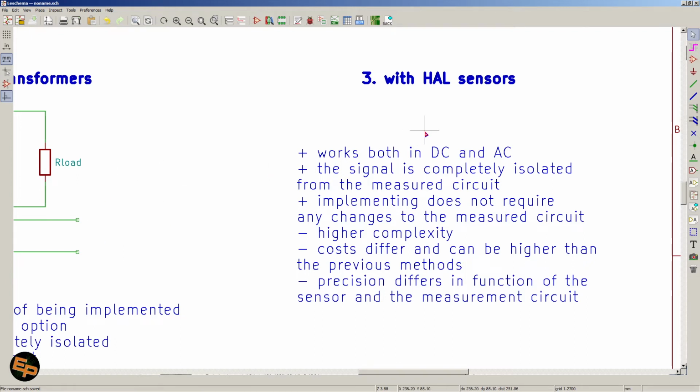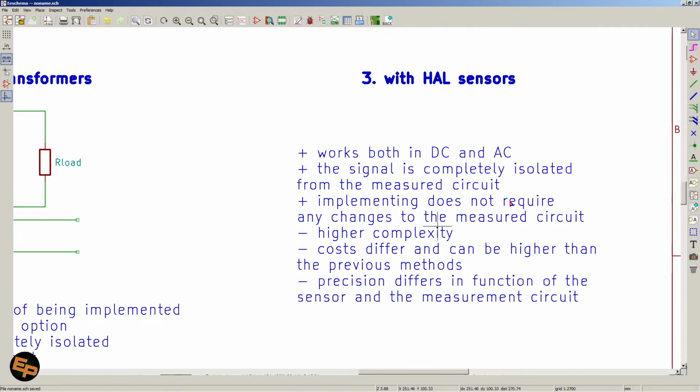The Hall sensor will be able to sense the current flowing through the wire wirelessly, so we don't have to do anything at all about our circuit, about our voltage supply, or our load. Nothing at all, right? So these are pretty big advantages. However, of course, there are also disadvantages.